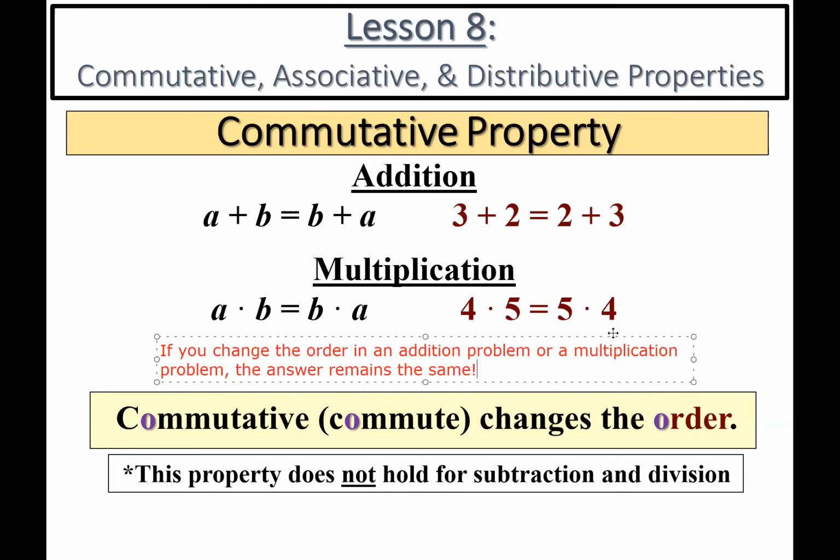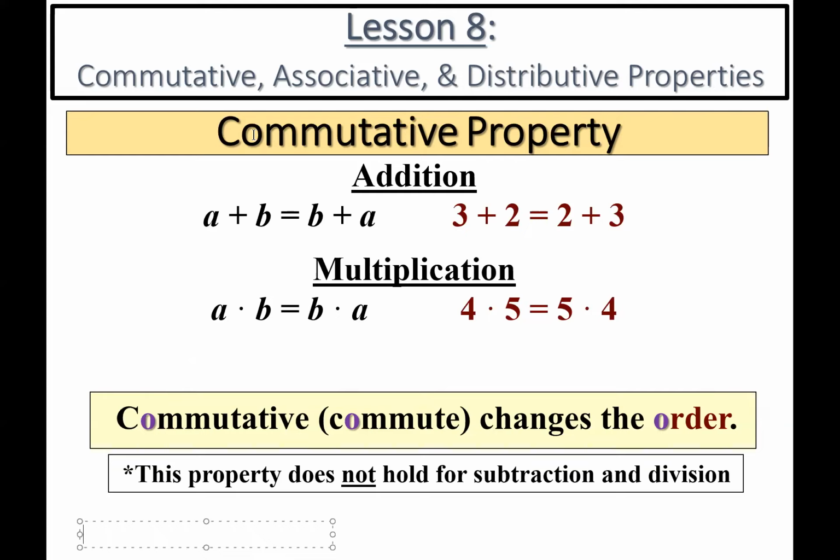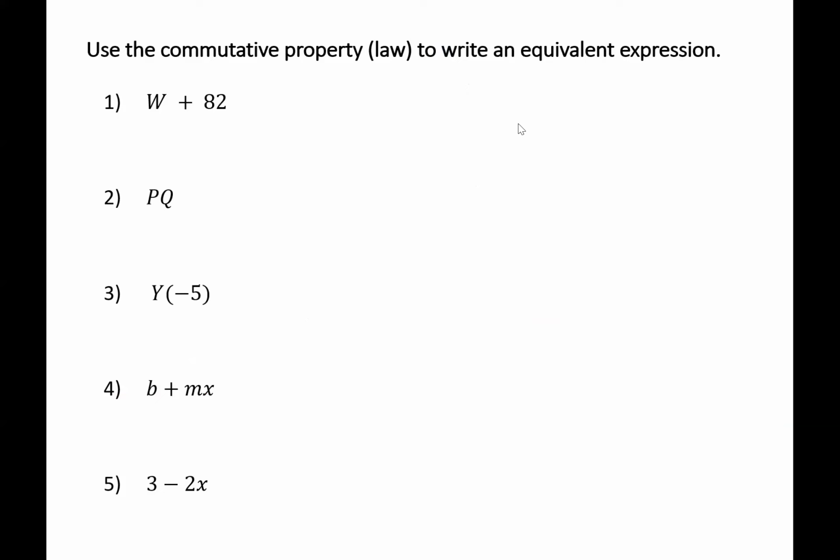Okay, very good. So on the next slide, we will see some examples of how we can use these properties to rewrite some expressions. And I took these pretty much from the homework. Our directions say use the commutative property, or in parentheses, law, because your book actually does refer to this as the commutative law rather than property. It's also a rule, kind of all the same thing. Use the commutative property or law to write an equivalent expression. Equivalent means equal. So in other words, rewrite each expression in an equal way.